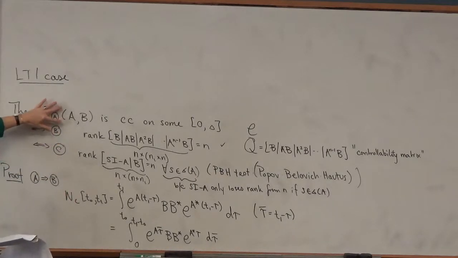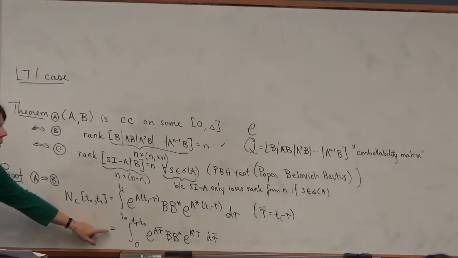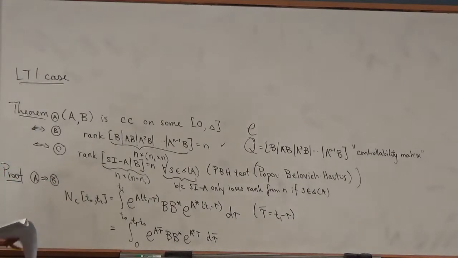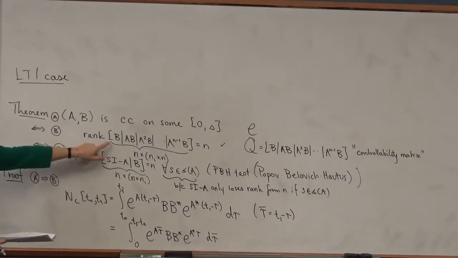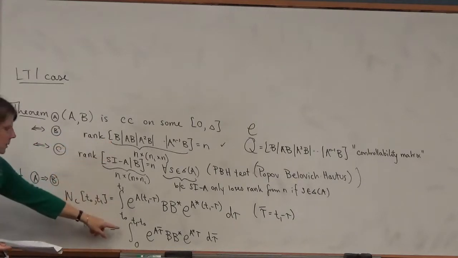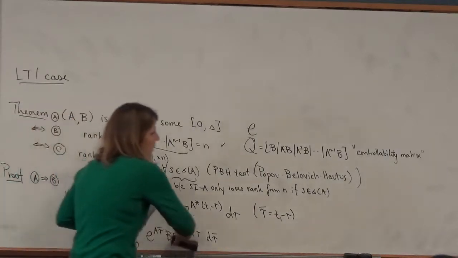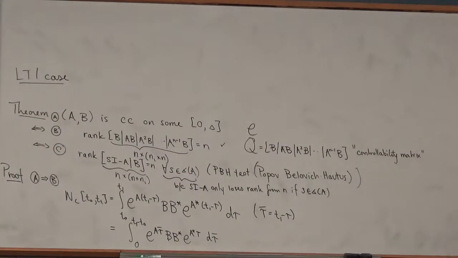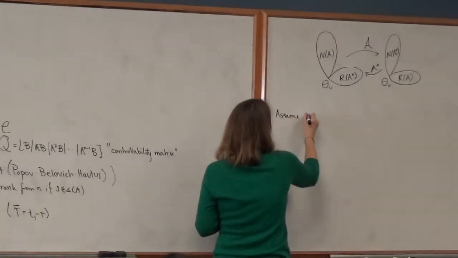So if the system is completely controllable, it means that this matrix has rank n. Now we're trying to prove that this matrix has rank n. That's an easier test than doing this, right? So let's show why that implies B. And let's show it by assuming that the matrix in B, the controllability matrix, does not have rank n, and let's derive a contradiction. Okay, so assume B is false.